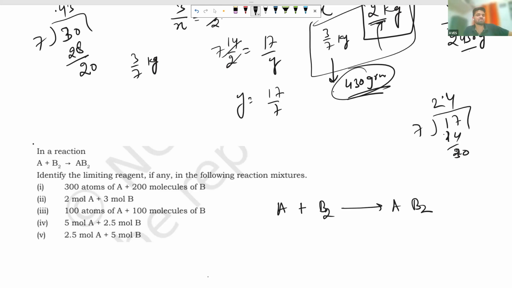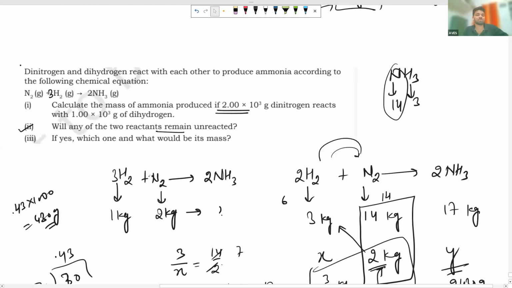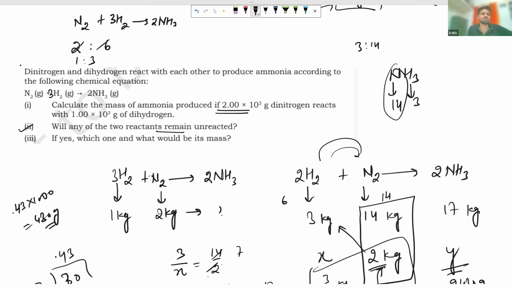If the ratio of molecules is given, then you can write the ratio of molecules also. If the mass is given, like in the previous question, where the ratio of mass was given to you, you write the ratio of mass, 3:14. If the number of atoms is given to you, then you will write N2 plus 3H2 gives you 2NH3. So you will write that 2 nitrogen atoms react with 6 hydrogen atoms. You can get 1:3.